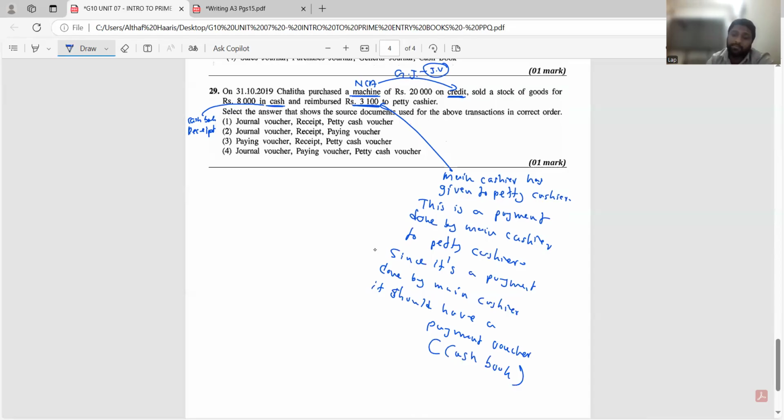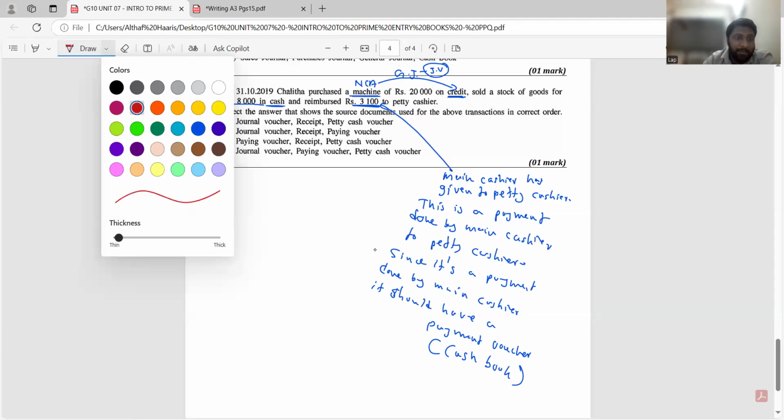That's a very good point. Here, the main cashier is giving money to the petty cashier, so the main cashier's money is going out. Main cashier making a payment to the petty cashier, so you have to write it on the credit side. Credit side means cash payments. Cash payments will have a source document in the main cash book. What is the source document? Payment voucher.